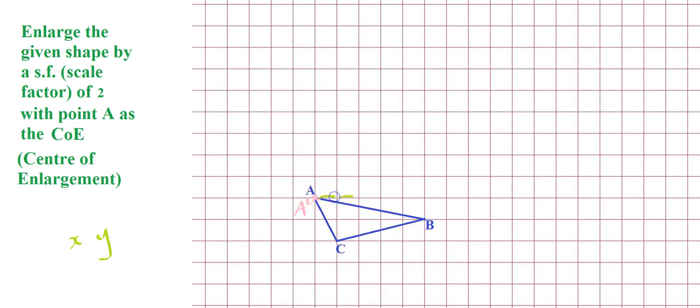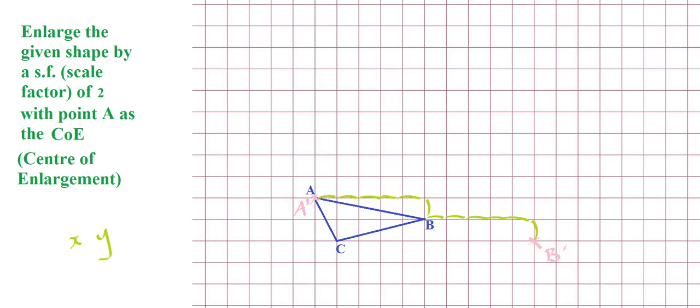So do some counting. 1, 2, 3, 4, 5 across, 1 down. That's scale factor of 1. So repeat it for scale factor of 2. 1, 2, 3, 4, 5, and 1 down. So very easily, this point here is B dash.